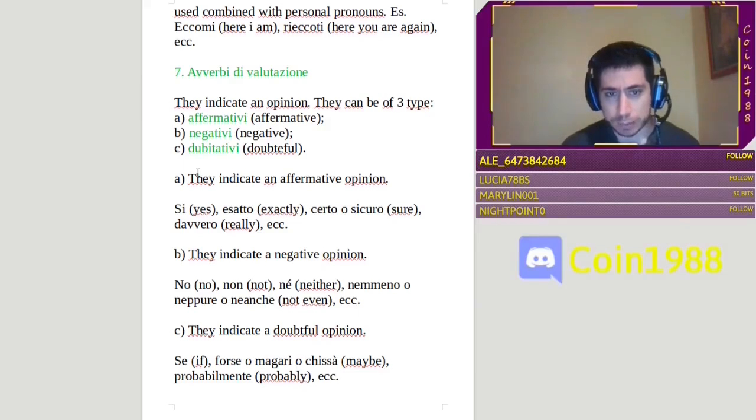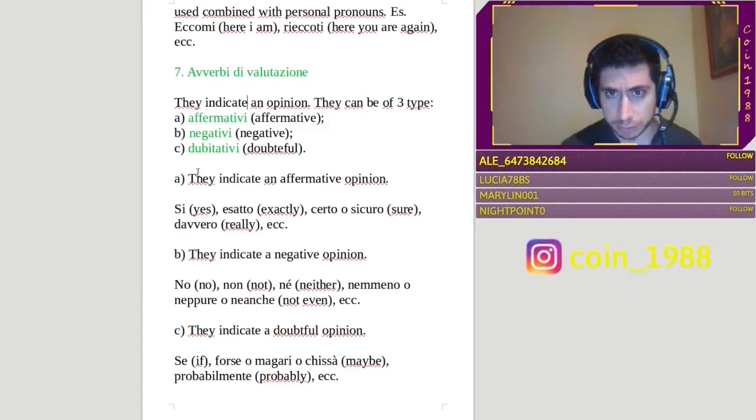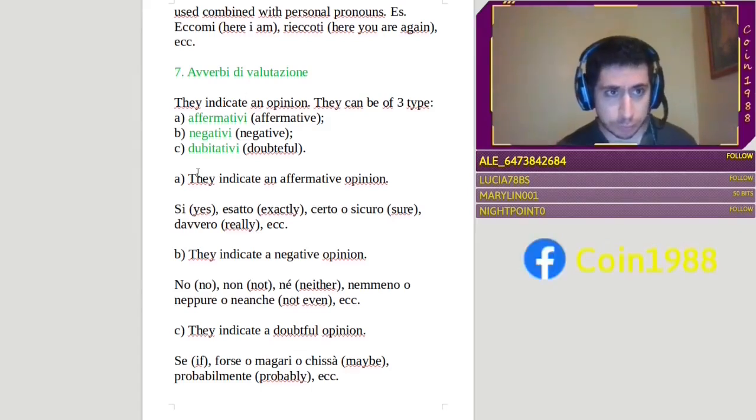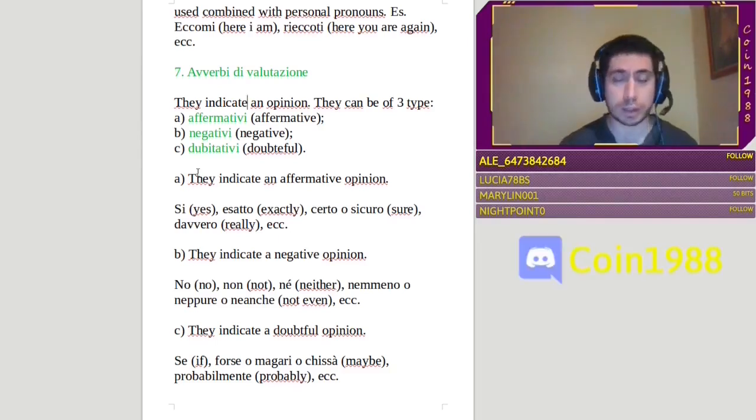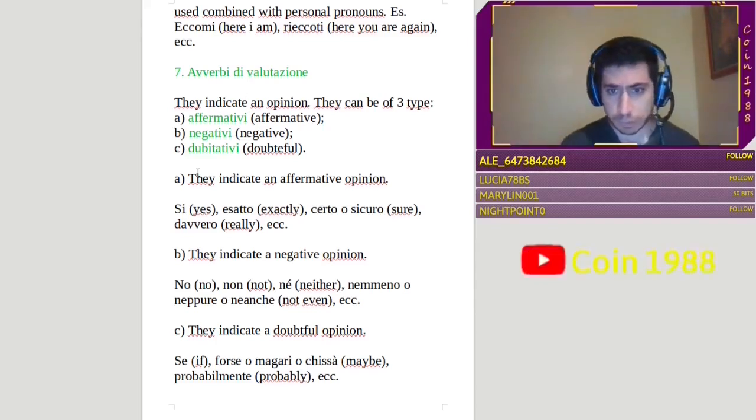The negative ones indicate a negative opinion. This is the opposite of the affirmative ones. And we have no, that in English is always no. Non, that means not. I want to do a little clarification about this. You use not in English to contract some verbs. In Italian, the contracted form of the verbs does not exist. So non remains non, also if you say a negative verb.